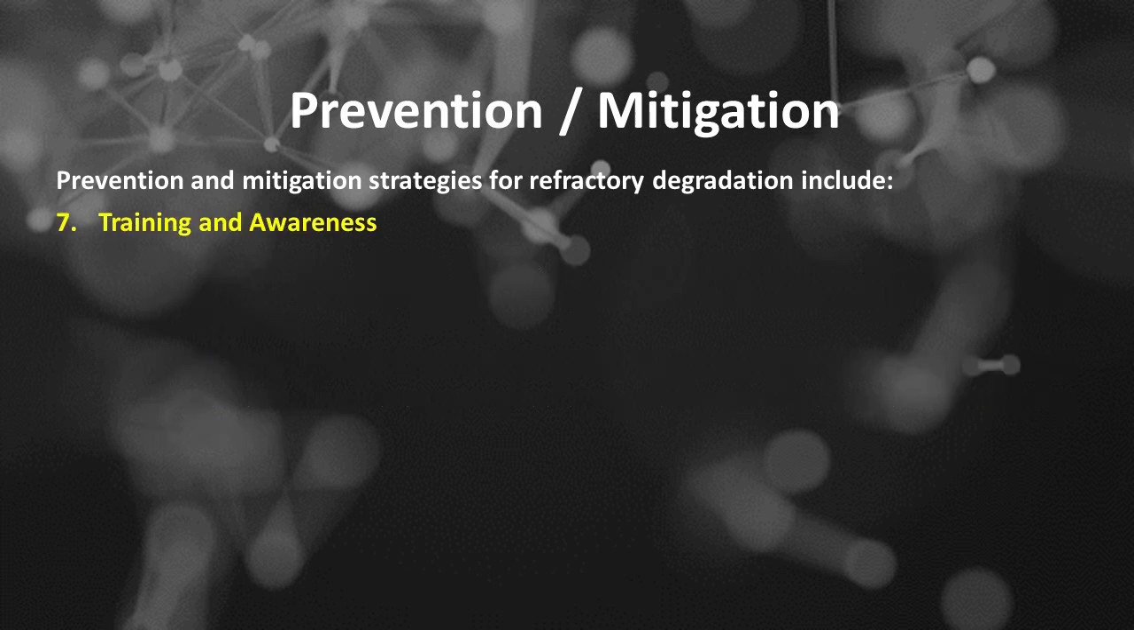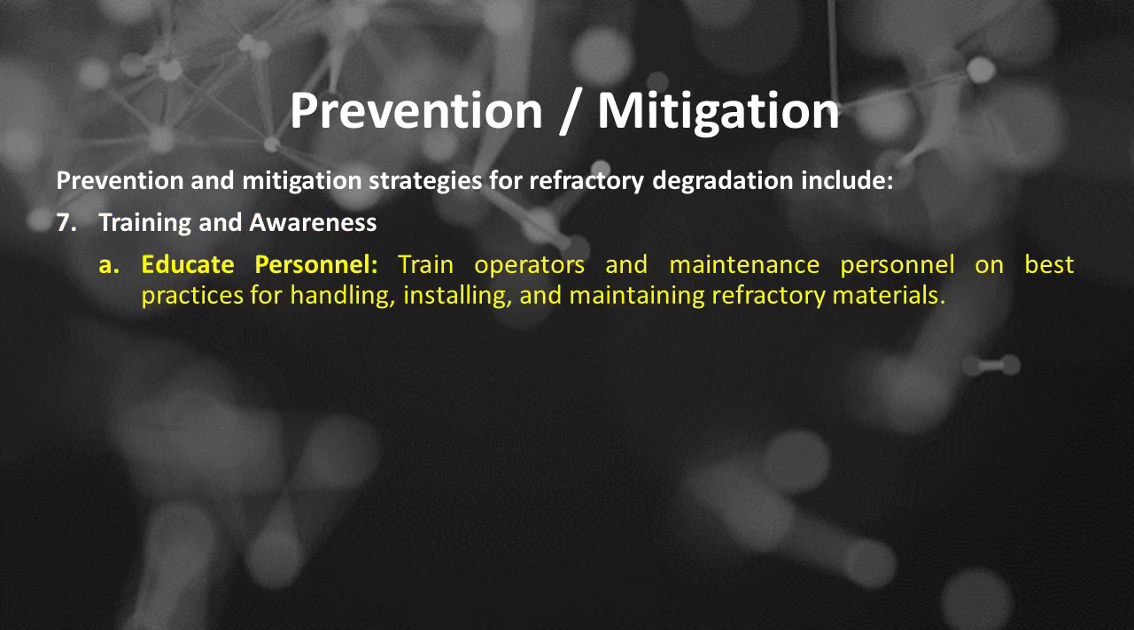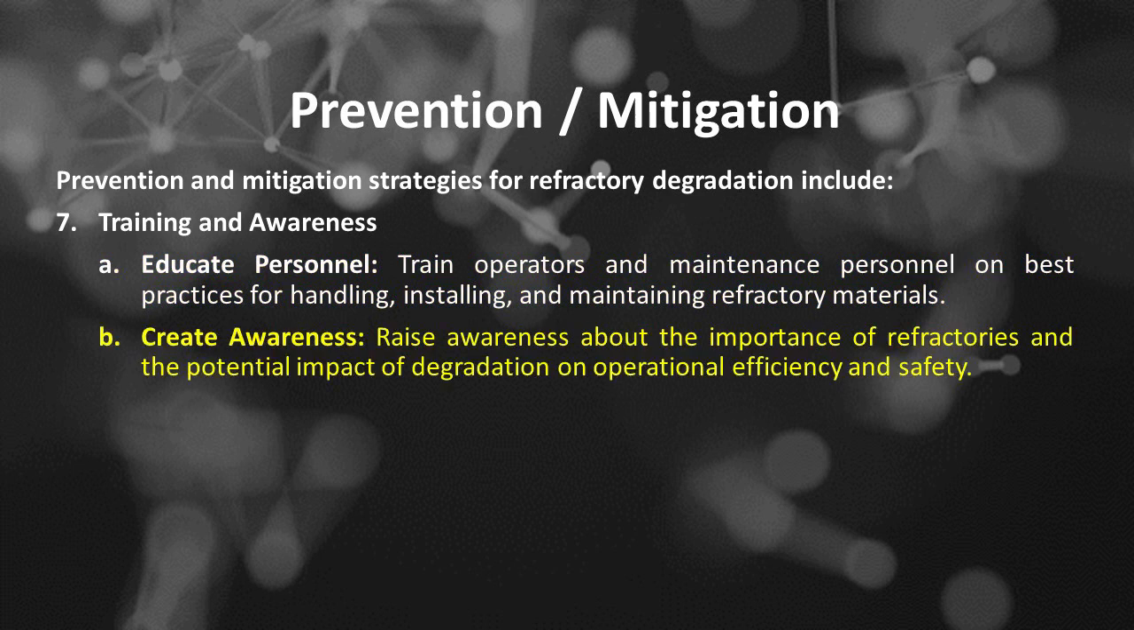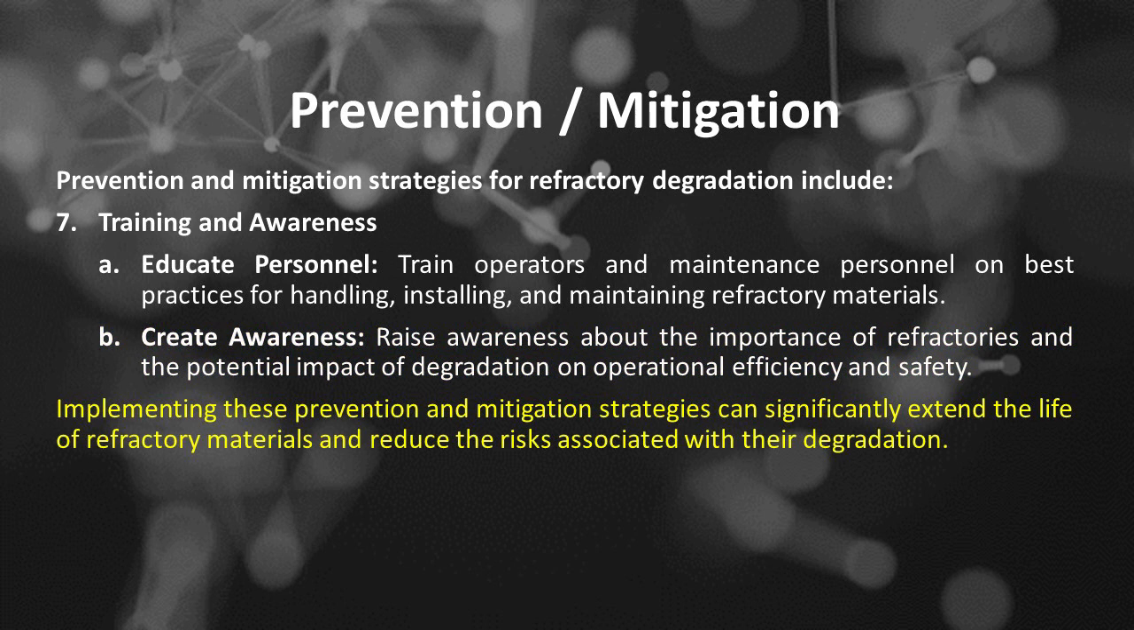Number 7 of prevention and mitigation strategies for refractory degradation is training and awareness, includes. Number A of training and awareness is educate personnel, train operators and maintenance personnel on best practices for handling, installing, and maintaining refractory materials. Number B of training and awareness is create awareness, raise awareness about the importance of refractories and the potential impact of degradation on operational efficiency and safety. Implementing these prevention and mitigation strategies can significantly extend the life of refractory materials and reduce the risks associated with their degradation.